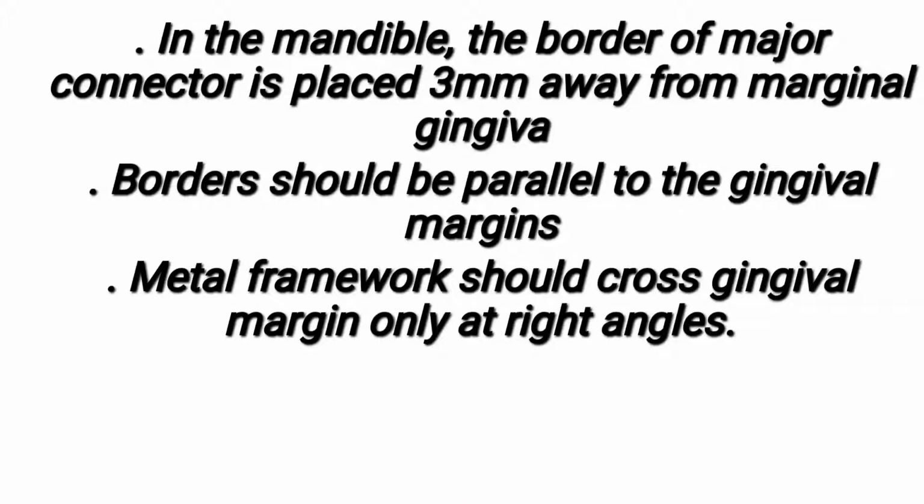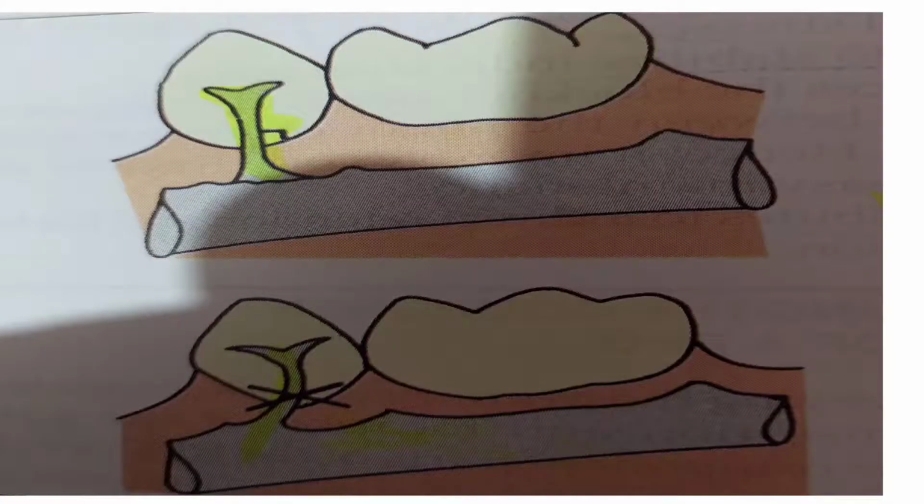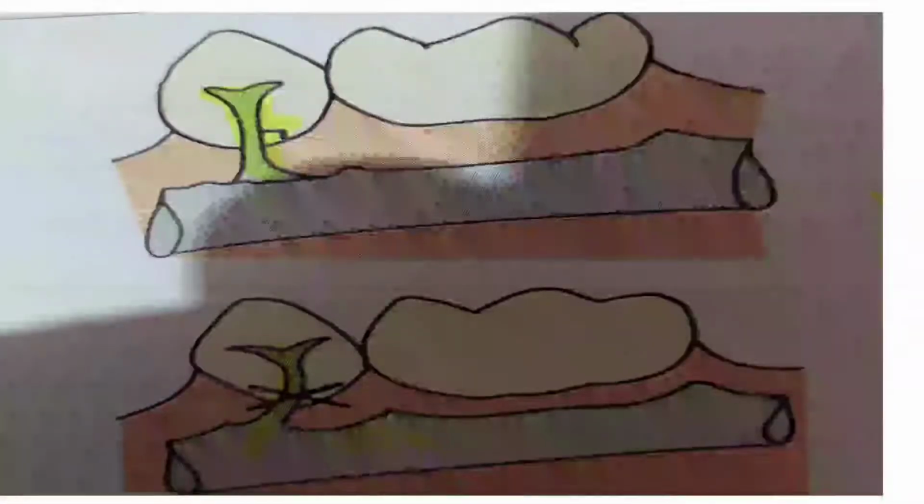Now, in the mandible, the border of the major connector is placed 3 mm away from the marginal gingiva. The border should be parallel to the gingival margin. The metal framework should cross the gingival margin only at a right angle. Here you can see in this diagram, the metal framework should lie at a right angle.